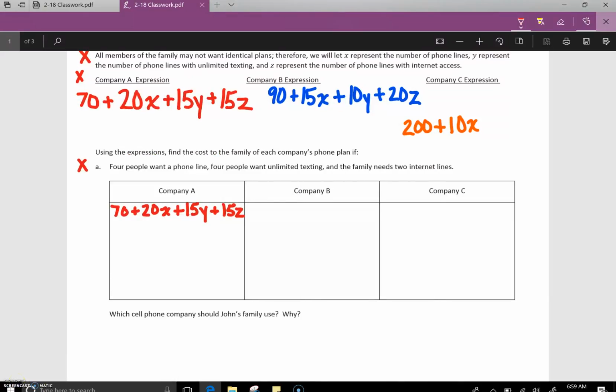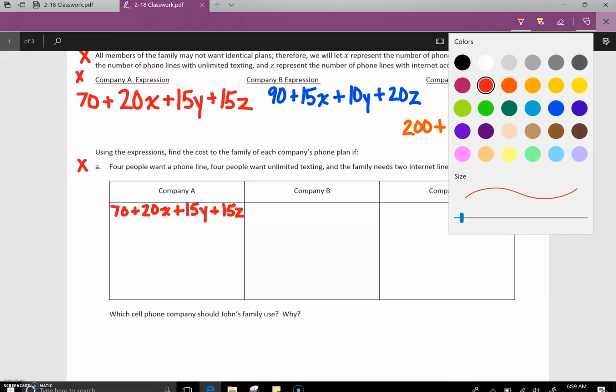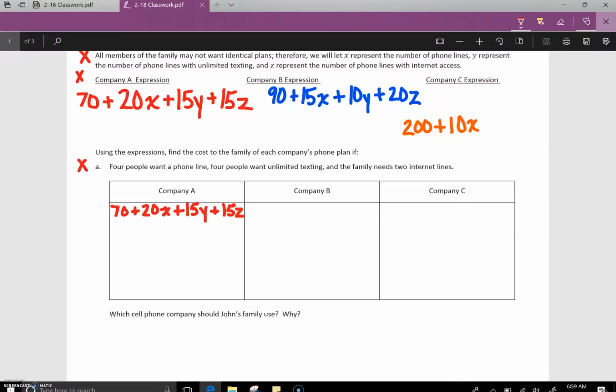And again, this means $70 plus $20 per phone line, plus $15 for texting and $15 per internet line. So let's plug in the numbers. It's still $70 plus $20 per phone line. Now this family wants 4 phone lines. So instead of X, we plug in 4.